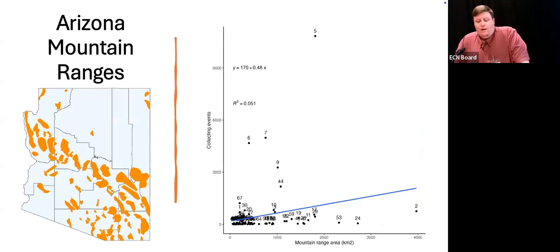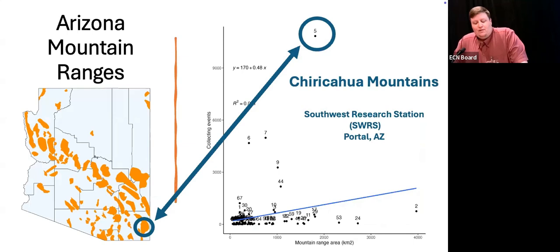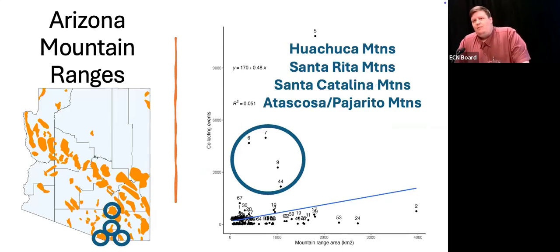And so again, we can map how many collecting events there are by the size of these mountain ranges. And again, we see a huge outlier. And these are the Chiricahua Mountains. Many of you have been there. If you've digitized specimens, you've seen the Southwest Research Station or Portal, Arizona many times. And there's 4 others that are not nearly as disproportionately highly sampled, but 4 other mountain ranges where I've run into many of you by chance in the field, right? In some of these canyons. So these 5 mountain ranges, right?